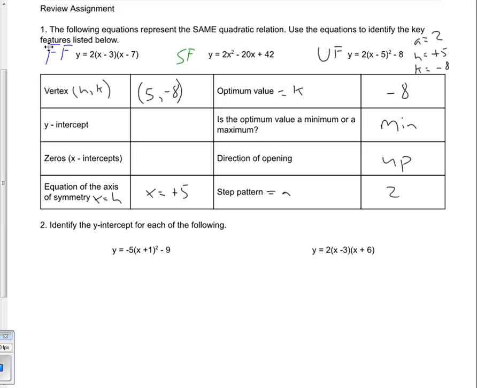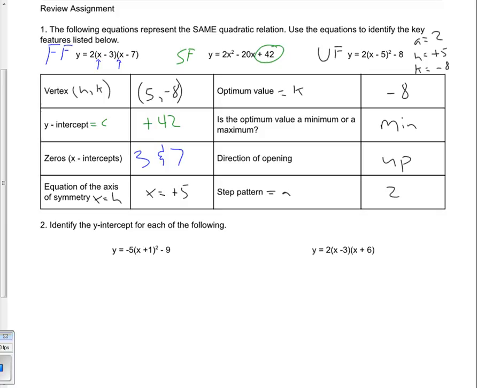Now we can figure out the y-intercept based on the standard form of the equation. The y-intercept is equal to the c value, and the c value is always the coefficient that's in the standard form. So in this case, it happens to be positive 42. And then lastly, we can figure out what the zeros are because we can get those from factored form. Here, we figure out what values of x make each of those two binomials equal to 0. One of those values is going to be positive 3, and the other one is going to be positive 7.